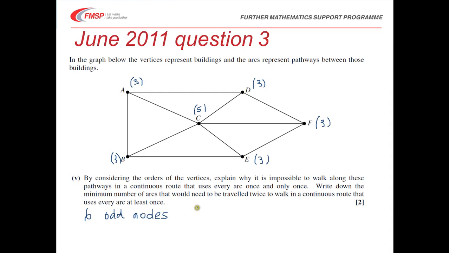So it cannot be either semi-Eulerian or Eulerian, can it? So it's not Eulerian or semi-Eulerian. So that's important. So that means it will be impossible to walk along the pathways in a continuous route.